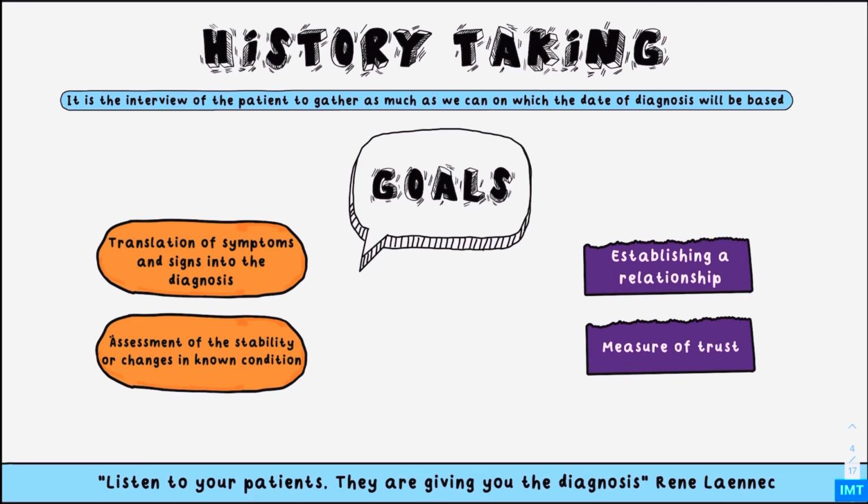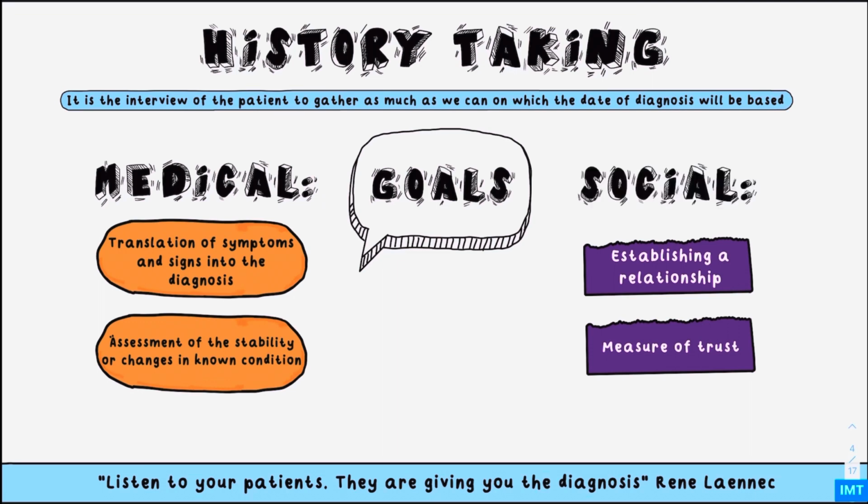There are two goals when we're talking about history taking. We have medical goals, which are translation of symptoms and signs into diagnosis, and the assessment of stability or any change in a known condition. That's the medical goal. But we have another goal, which is the social goal: establishing a relationship and building trust. Okay?